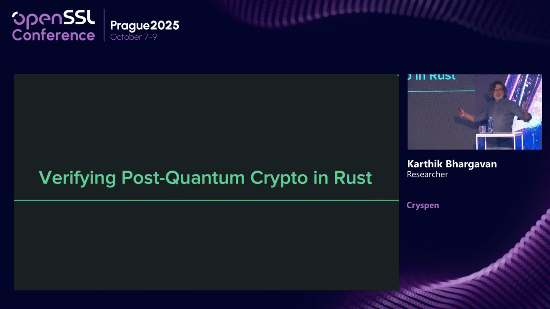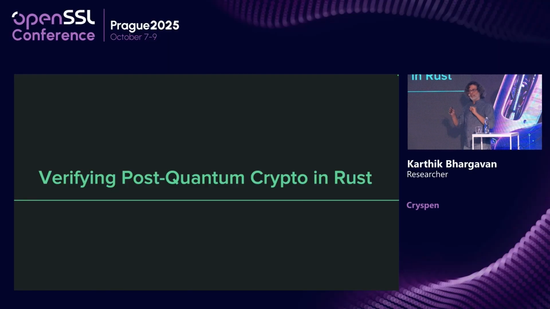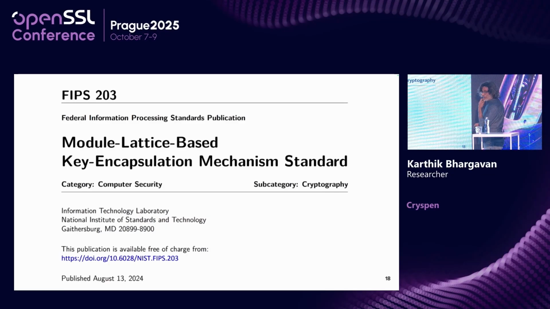So how do we get to post-quantum? So that's the next thing. So that was the legacy world. We saw some TLS. We saw some crypto. How do we get to post-quantum? The first thing is post-quantum crypto. So here's ML-KEM. So how do we write and verify an implementation of ML-KEM?